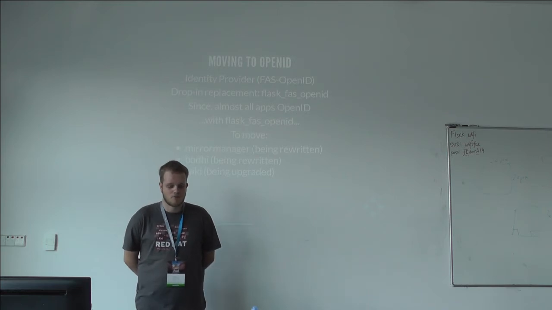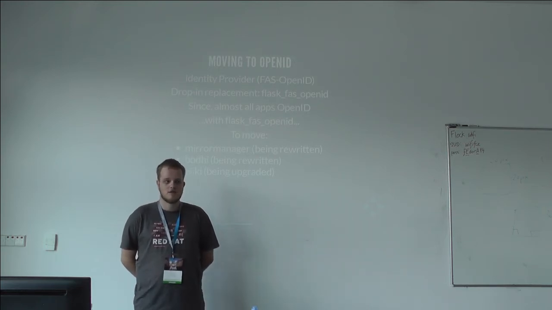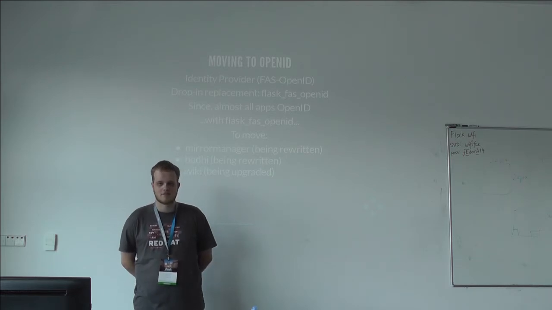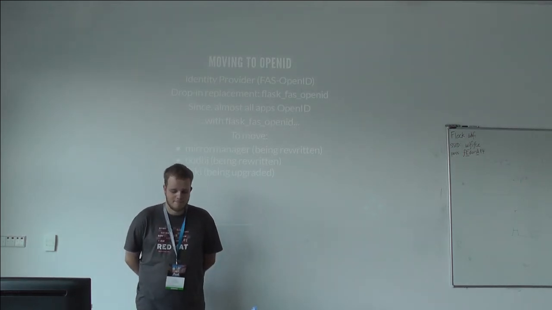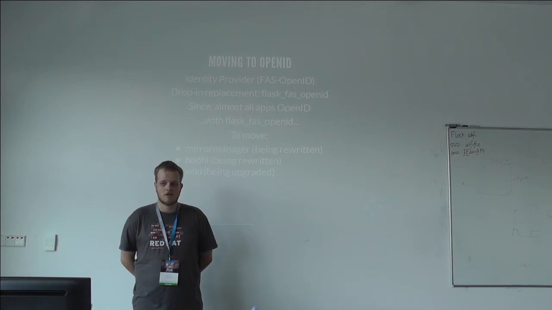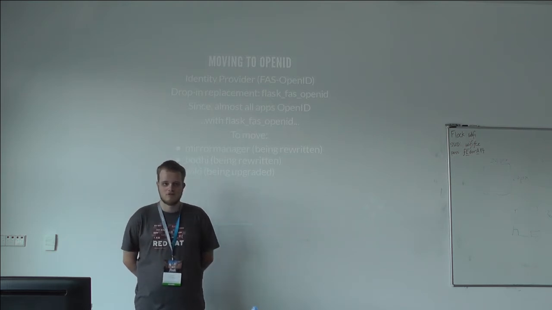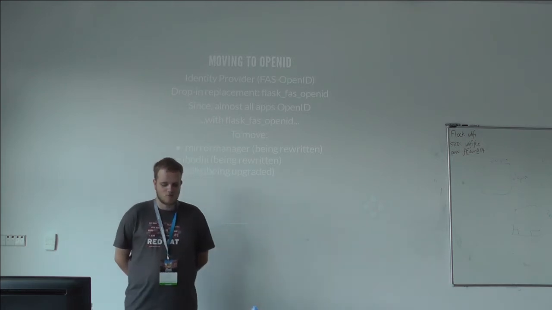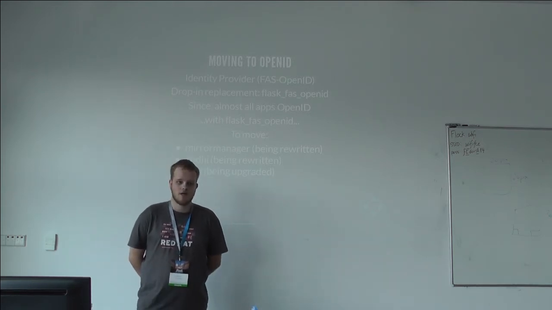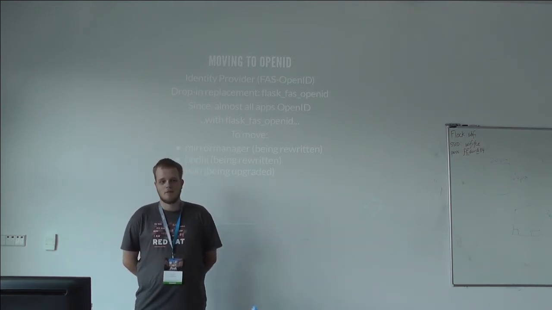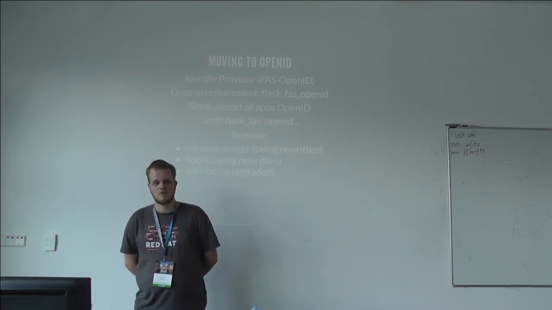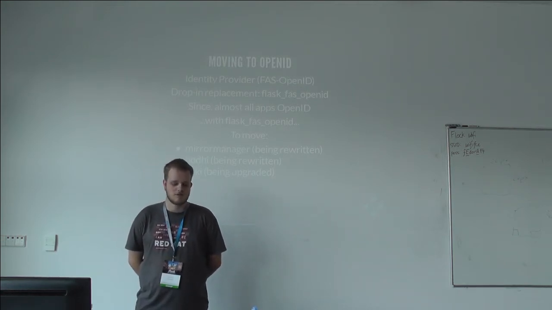For Flask, for example, we were using Flask FAS, which I made a drop-in replacement named Flask FAS OpenID. Since then, basically all of our applications have moved to using OpenID, except for Mirror Manager, which is currently in a rewrite, Bodhi, which is being rewritten, and Wiki, which we are going to upgrade later this year. Am I missing anything? I don't think so. I think this is all that we still need to move.